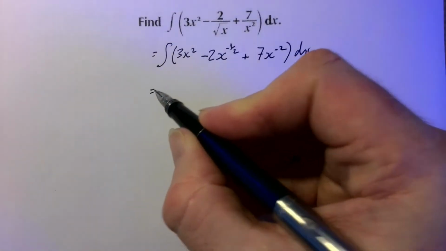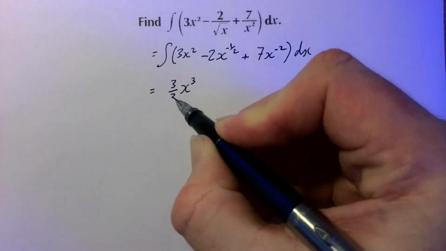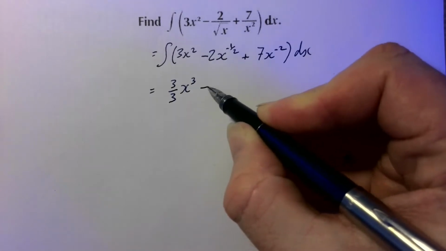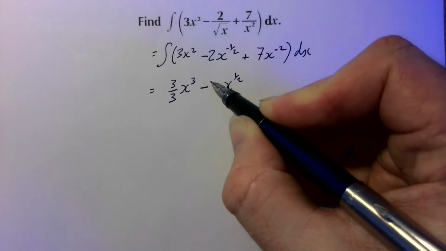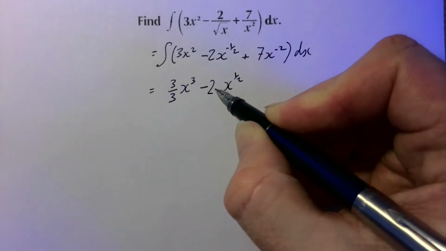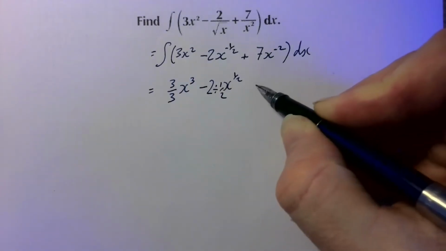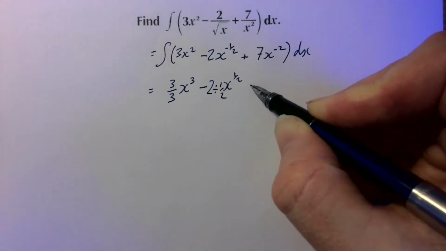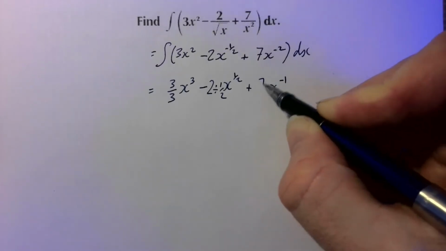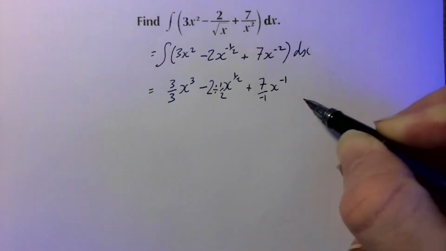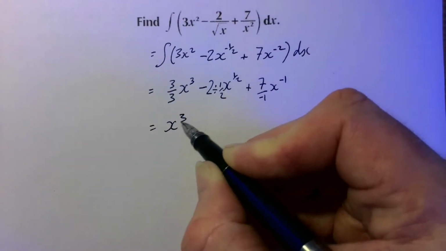And then to integrate, we raise the power by 1 and then divide by the new power. We raise the power by 1 from negative a half to positive a half, and then that's going to be 2 divided by a half. And then we're going to have x to the negative 1 if we raise it up, so that'll be 7 divided by negative 1. So let's clean that up. 3 divided by 3 is 1, so it's giving us x cubed.